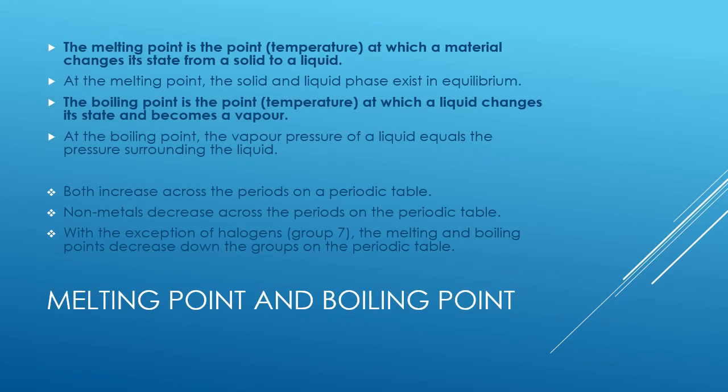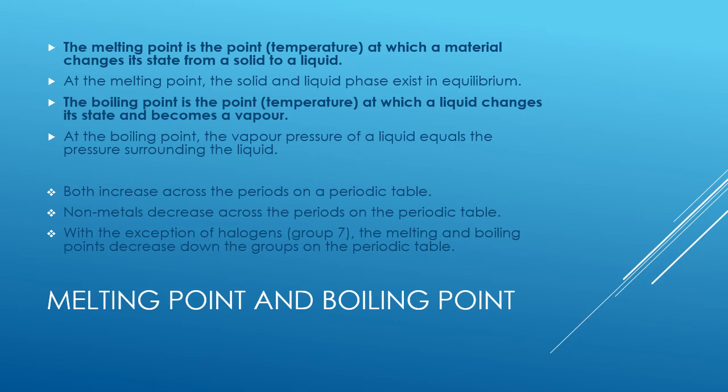The melting point is the point at which a material changes its state from a solid to a liquid. At the melting point, the solid and liquid phase exist in equilibrium. The boiling point is the point at which the liquid changes its state and becomes a vapor. At boiling point, the vapor pressure of a liquid equals the pressure surrounding the liquid.